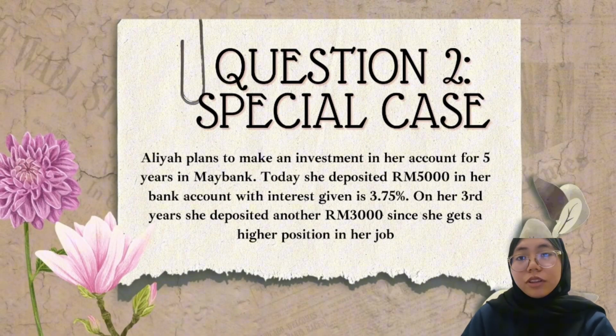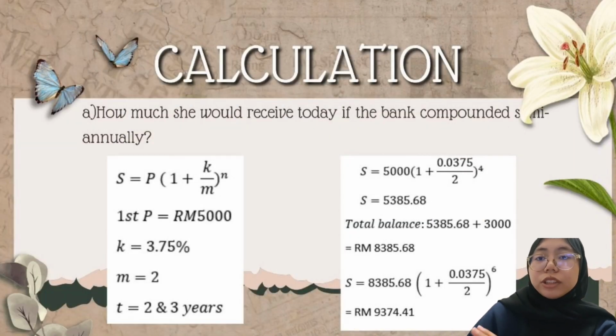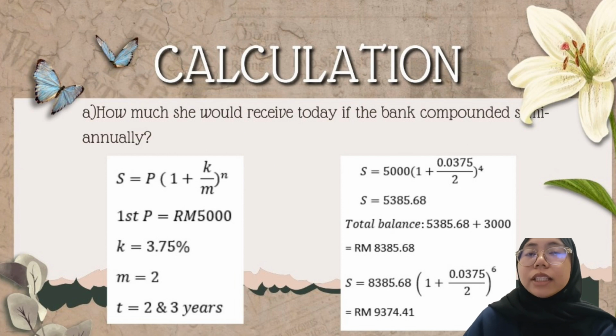So, let's try to solve these questions. Since this is a special case, there will be two P, because in her first year she deposited 5,000 in her account. After 2 years, she decided to invest another 3,000 in her account. So the first P is 5,000 and the second P is 3,000. The interest rate given is 3.75%. The M given is 2 because the bank compounds semi-annually, and T is also 2 because of the first 2 years, and the last 3 years she invests in her account.